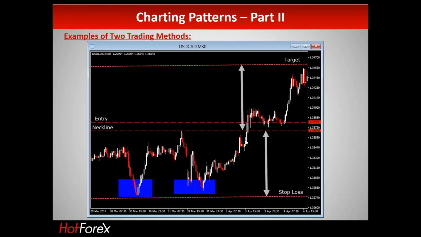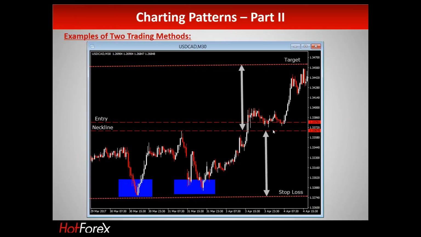Once I saw that my neckline was broken with this candle over here, I wasn't sure that was indeed a fully formed double bottom. So I was waiting for a confirmation. This confirmation was given with the next candlestick. As you can see, my candlestick opened at this price over here and pushed very, very sharply. It was quite a big candle. So once I saw that my neckline was broken again, and it consolidated as well, as you can see.